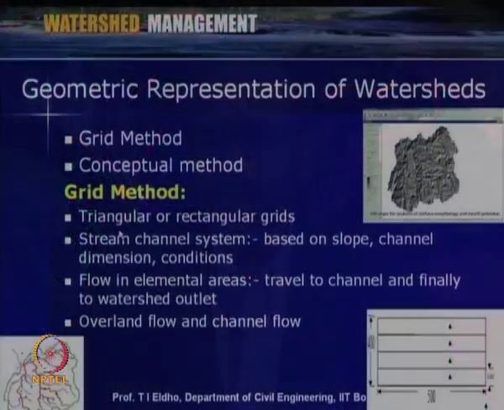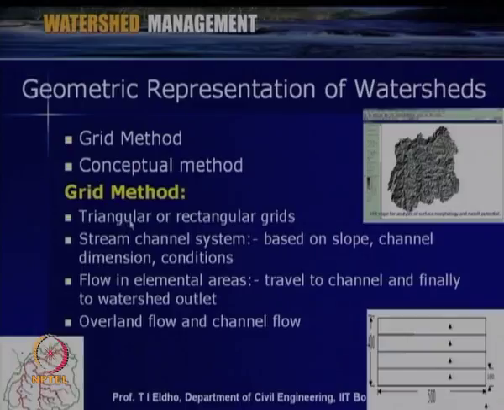So, in the grid method, what do we do? As far as the watershed area is concerned, if we know the boundary of the watershed, we can put the watershed boundary within rectangular or triangular grids. So, in the grid method we represent the watershed with a grid, just like a triangular grid or rectangular grid, along with the stream channel system.